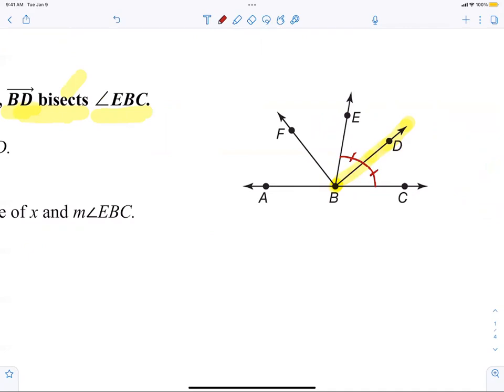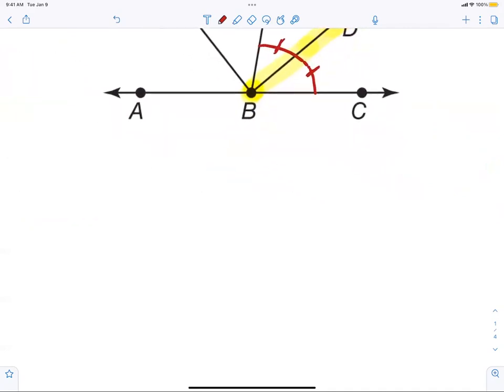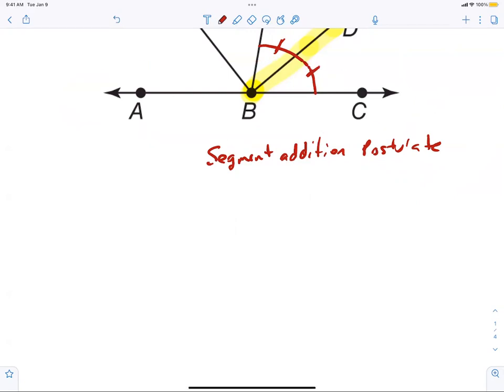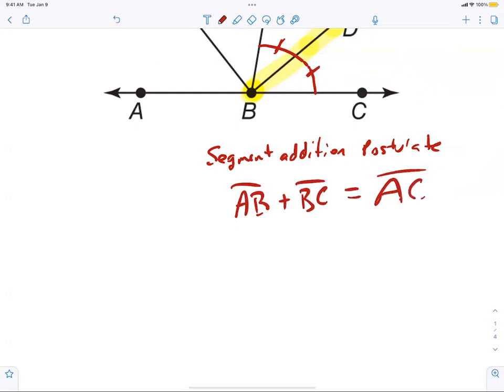Right? So now I need someone to discuss the segment addition postulate using A, B, and C right here. Someone write the segment addition postulate using this A, B, and C right here. You are awesome, buddy. Thank you. AB plus BC equals AC. That's the segment addition postulate. Now, why did I remind you of that?